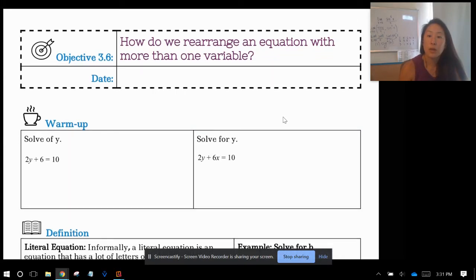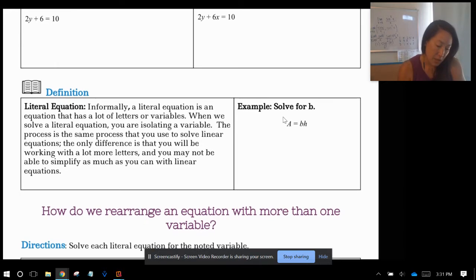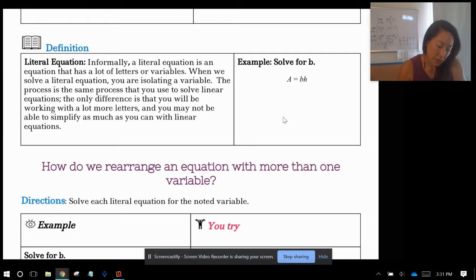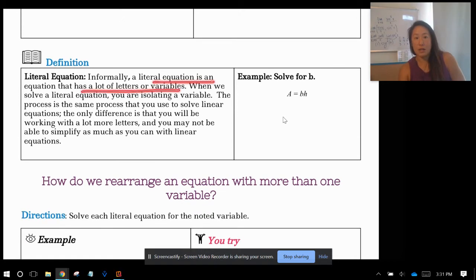We're now going to rearrange equations with more than one variable. So stick with me. There's going to be a lot of letters today, but really we're just trying to get the equations looking like y equals something. And it's okay if there's a lot of letters in your answers, okay? So informally, a literal equation has a lot of variables or a lot of letters.